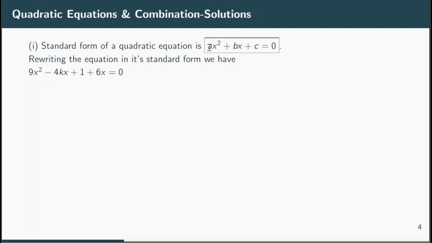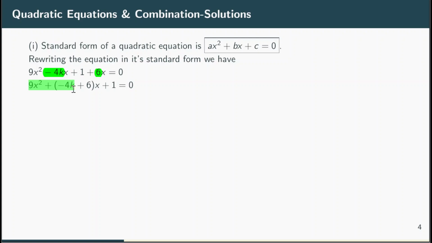But in the standard form of a quadratic equation, I should have one term in x squared, which is this. Then I should have one term in x, so I have to factor out x from these two terms. When I factor out x, I'll be having negative 4k and positive 6 as the coefficients. Then all that I factor out, I multiply by x, then plus 1 equals to 0.